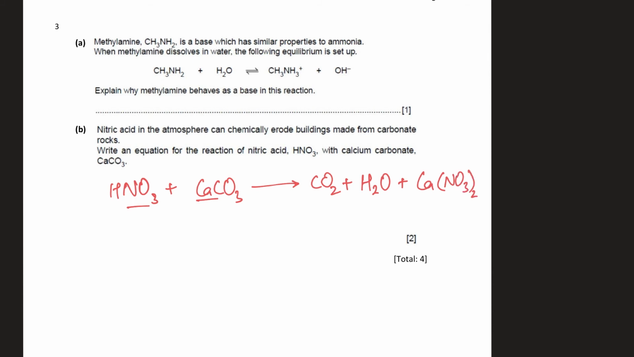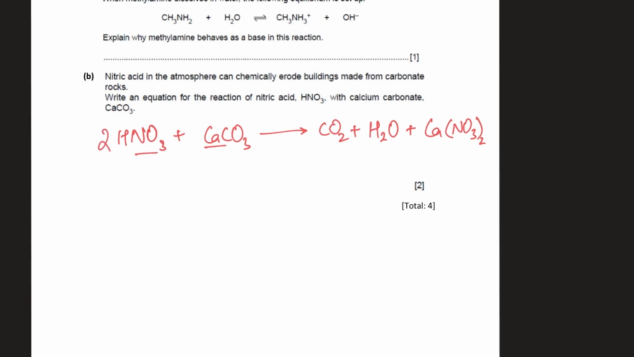Make sure that you write the formula correctly. Nitrate is a -1 ion and calcium is a +2 ion. So now you can see that it is balanced if you write 2 here. So that's how you give your answer.